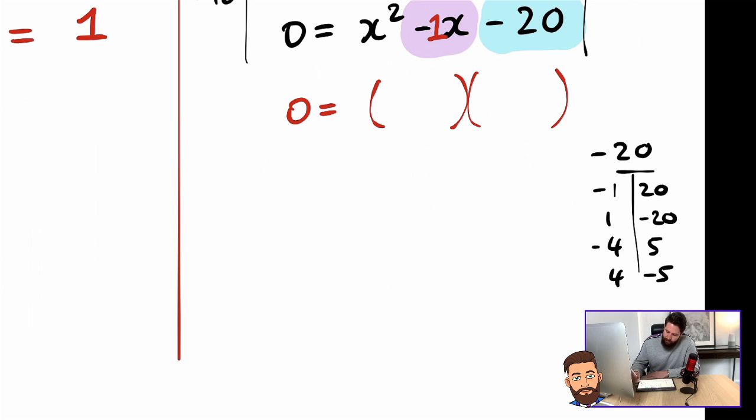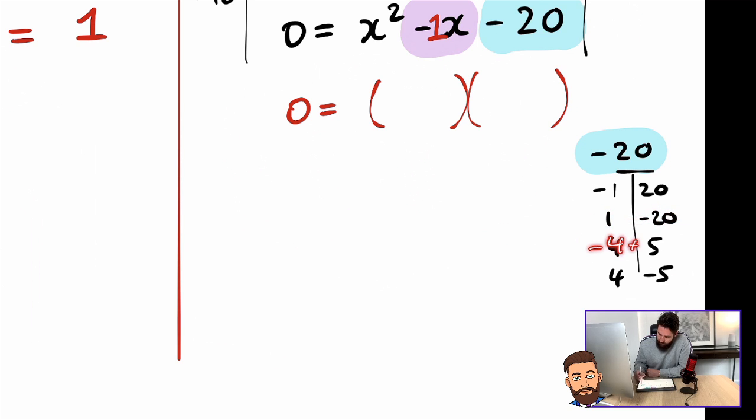So that is all of my factors that times together to make minus 20, yeah? If you times any of these pairs together, you will get minus 20. You should now look down this list and see, do any of these add to make minus 1? Well, minus 1 add 20 is minus 19, so that's no good. So it's definitely not the first one. 1 take away 20 is minus 19, so that's no good.